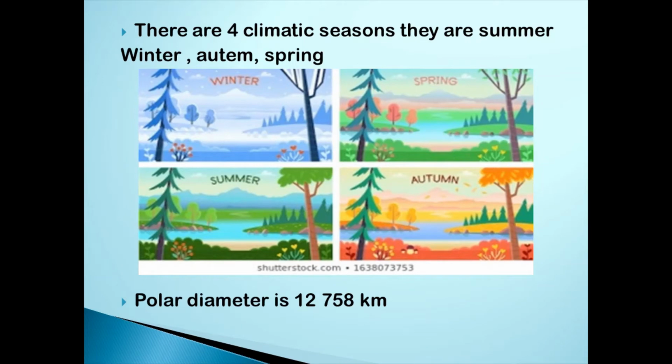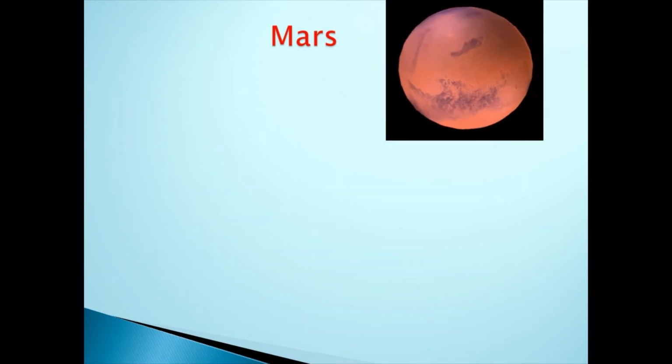The polar diameter is 12,758 km and the equatorial diameter is 12,757 km. Mars.